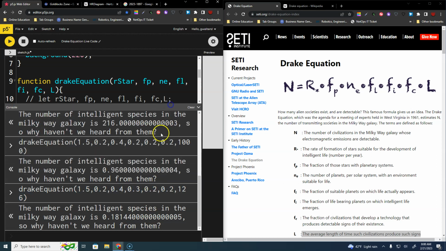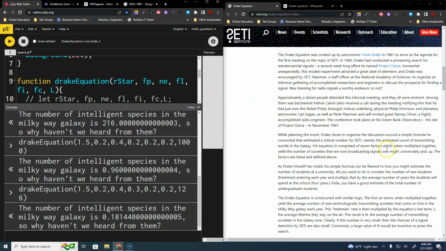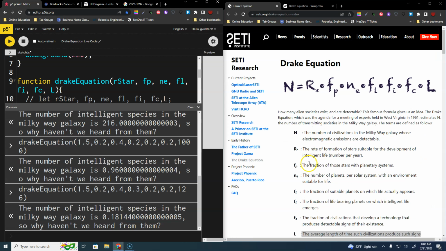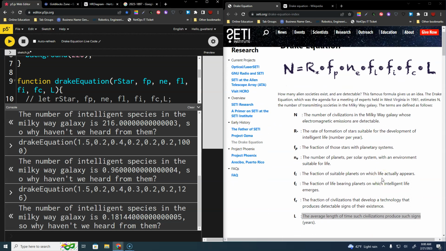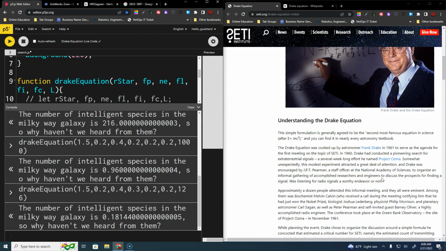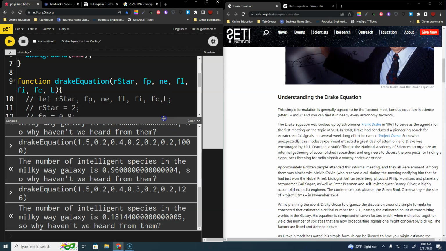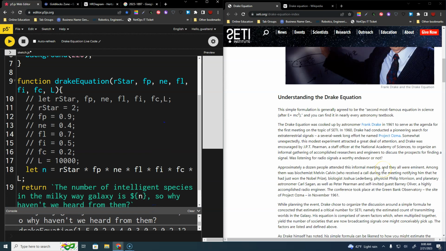So really what this ends up pointing out is, why have we not heard from these people? And that's what SETI is, the Search for Extraterrestrial Intelligence. Basically, they have a big bank of satellites, and they use those to try to test if there's life out there, to try to receive signals and see if anybody is answering back. We have sent out the Voyager satellites to try to communicate to other life out there.